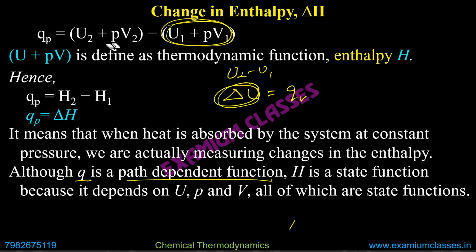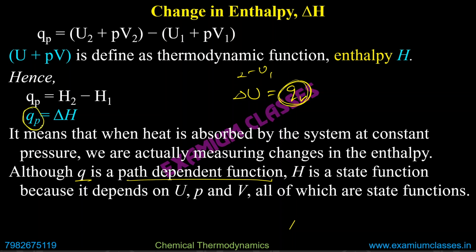So why can we say that here delta U, which is a state function, is equal to Q, which is a path function? The reason is we are specifically saying volume is constant. If volume is constant, only then it will act as a state function. So heat will act as a state function at constant volume. Similarly, heat will act as a state function at constant pressure, and that will be equal to change in enthalpy.